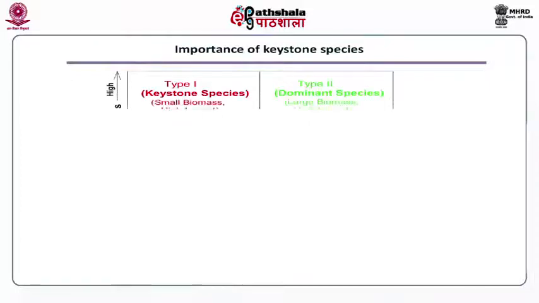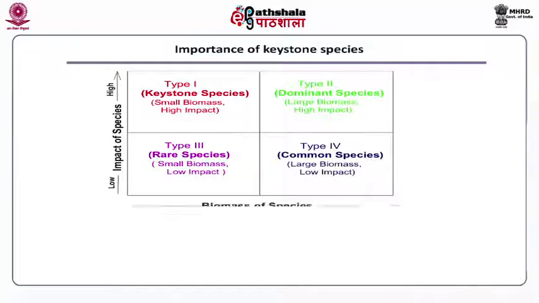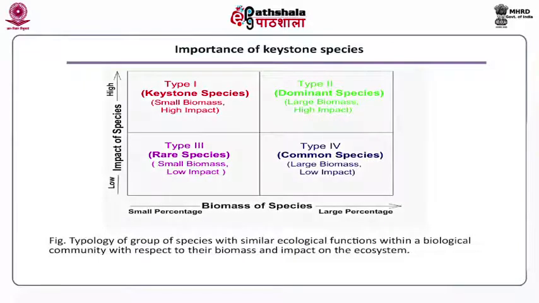This figure shows the typology of groups of species with similar ecological functions within a biological community with respect to their biomass and impact on the ecosystem. If you see this figure, on the x axis we have the biomass of the species, and on the y axis we have the impact of the species, and based upon that all species can be divided into 4 categories. Type 1 species are the keystone species. Keystone species have lesser biomass but high impact.